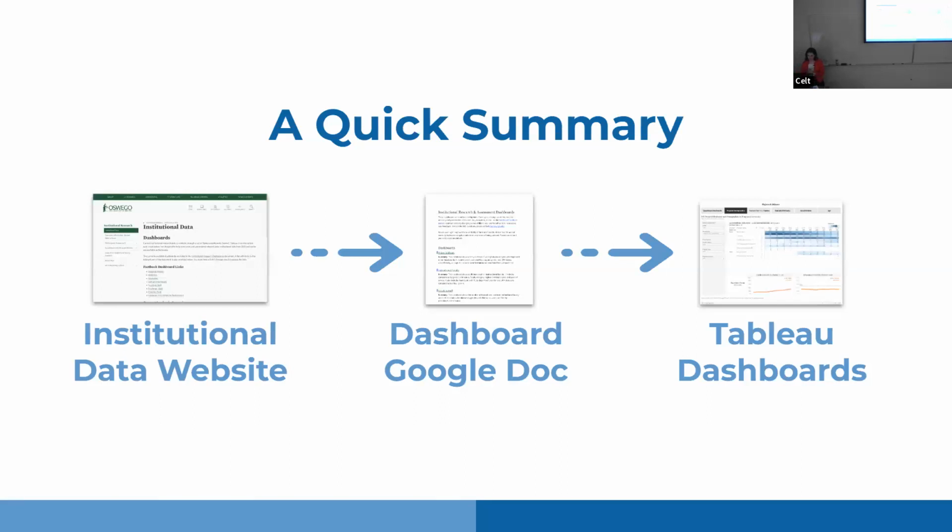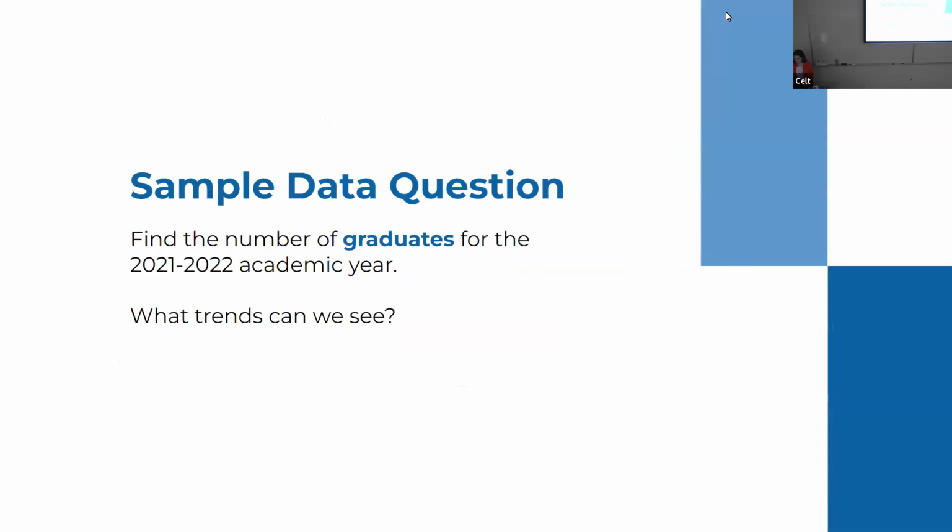A quick summary of where to find the dashboards. The links are all on the institutional data website, which links to a Google Doc. From there, you can find summaries and links of all the Tableau dashboards. Any questions at this point about where to find them? I'll walk us through it as well as we set up.